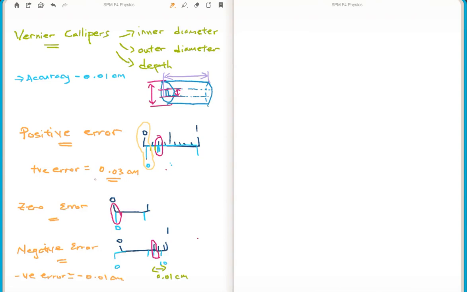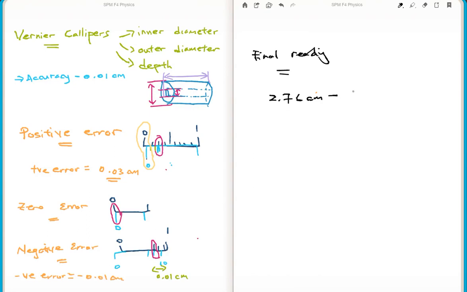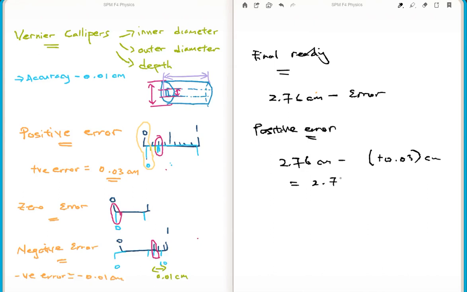For positive error, you need to subtract this value. Right? Subtract the error. What does it mean by that? Let's say your final reading is 2.76 centimeter. And if there were to be an error, you need to subtract the error, depending on what error. If you have a positive error, therefore you have 2.76 centimeter, subtract a positive error. This is positive, right? So it's positive 0.03 centimeter. So you subtract them, you get a value 2.73 centimeter.